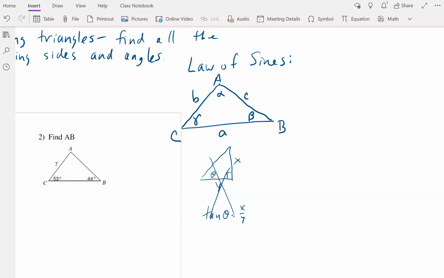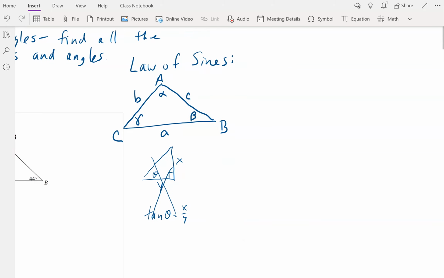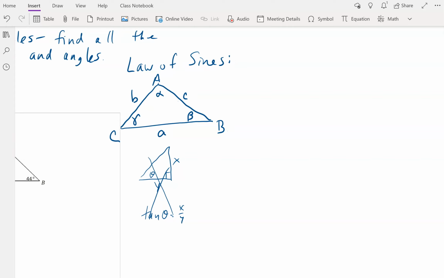So here's how you use the law of sines to relate these particular values in the triangle. The law of sines says that if you take the sine of alpha and divide it by little a, that has to be the same value as if I take the sine of beta and divide by little b.